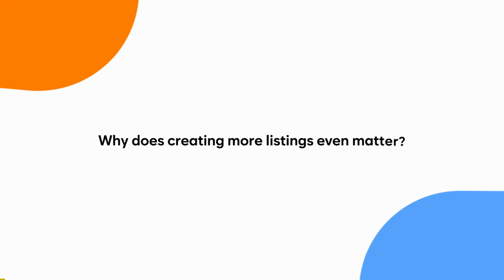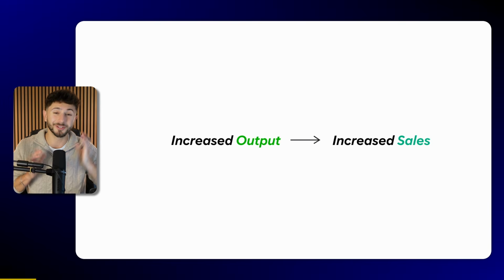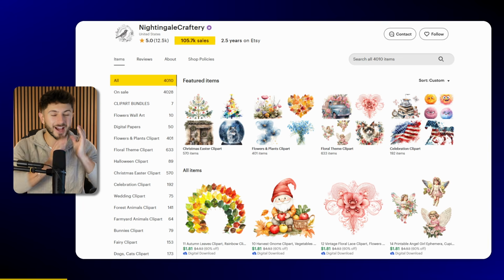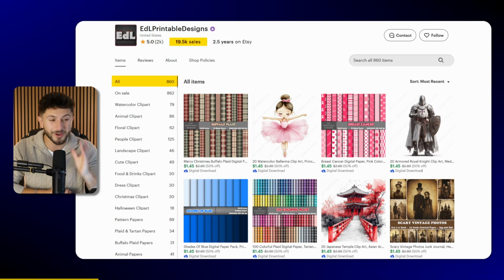So first of all, guys, let's just start. Why does all of this even matter? Well, it's because there is a direct correlation between increased output and increased sales. And this is something, guys, that has been proven on thousands of Etsy shops time and time again.